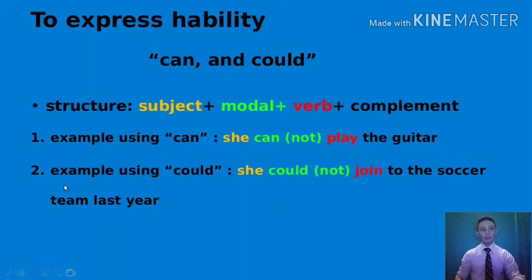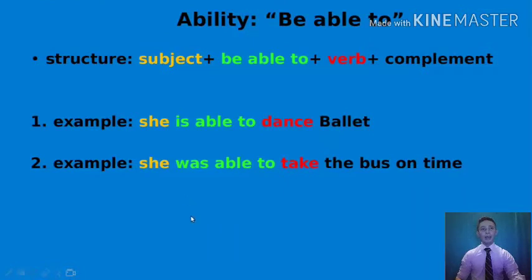Example number 2, using could. As we know, could is the past of can. She could, or could not, or couldn't, join the soccer team last year. Let's move to the next slide.